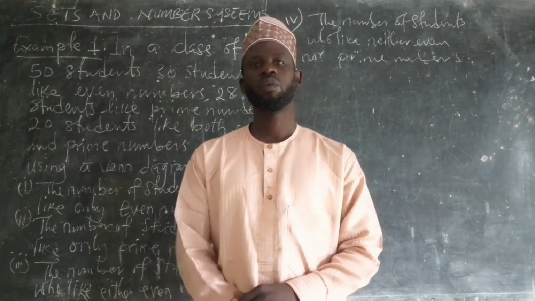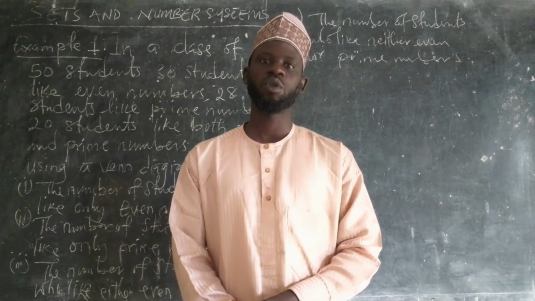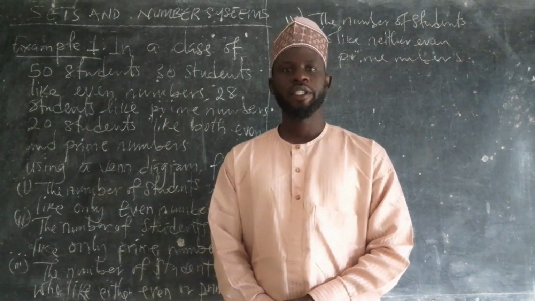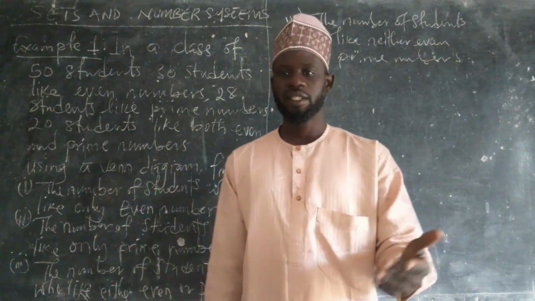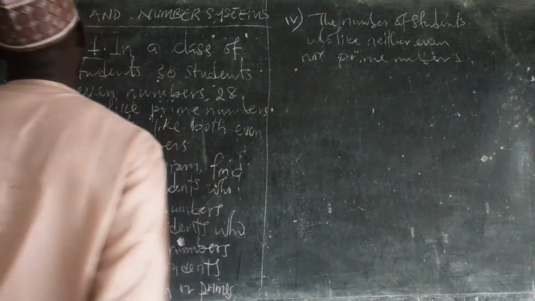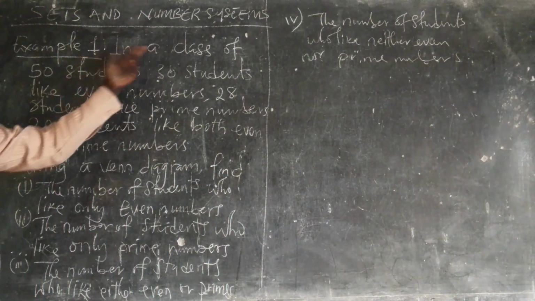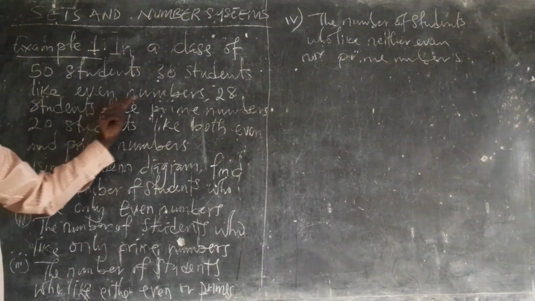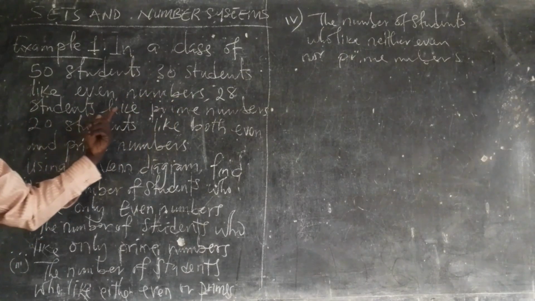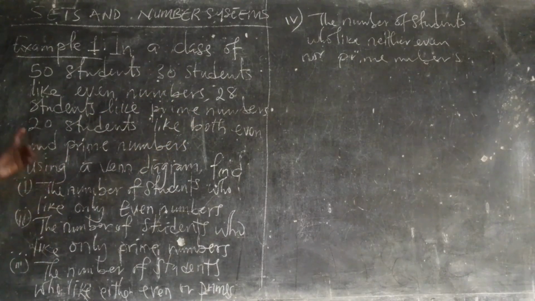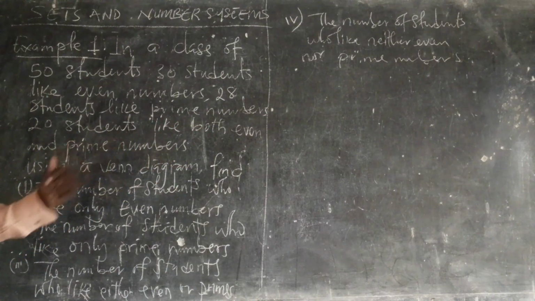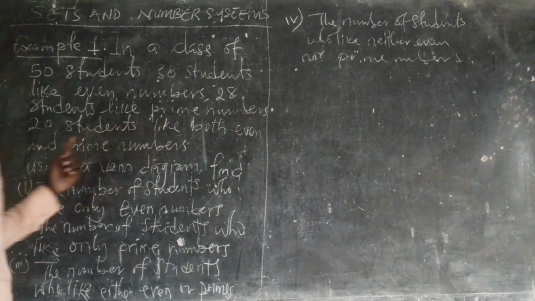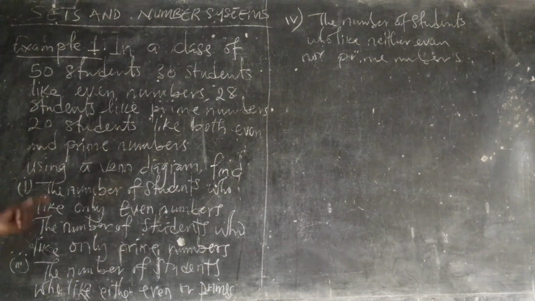In this video, we are going to look at some solved problems in set and number system. Here is the first problem. In a class of 50 students, 30 students like even numbers, 28 students like prime numbers, 20 students like both prime numbers and even numbers.